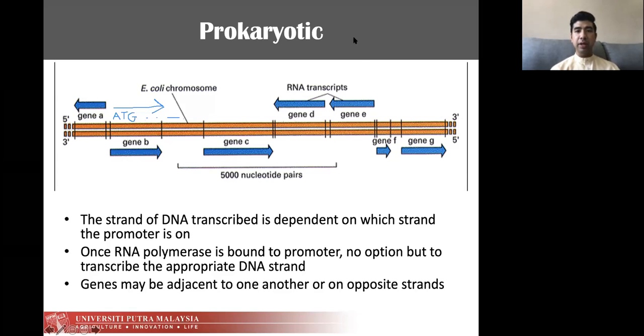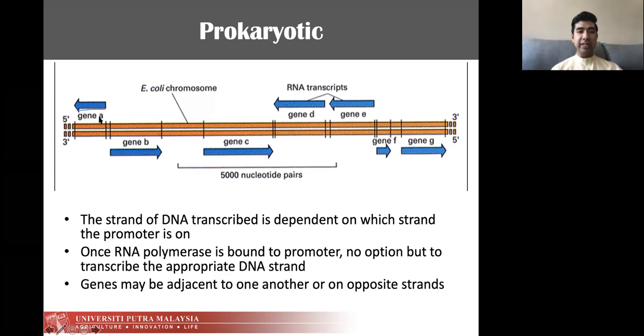It could be that although it's 5' to 3', the gene is read from here to here. How is that even possible? Yes, it's possible because your RNA polymerase does not have to have ATG as its binding site. All it requires is a promoter sequence and your termination sequence. The termination sequence does not always run parallel with your mRNA.